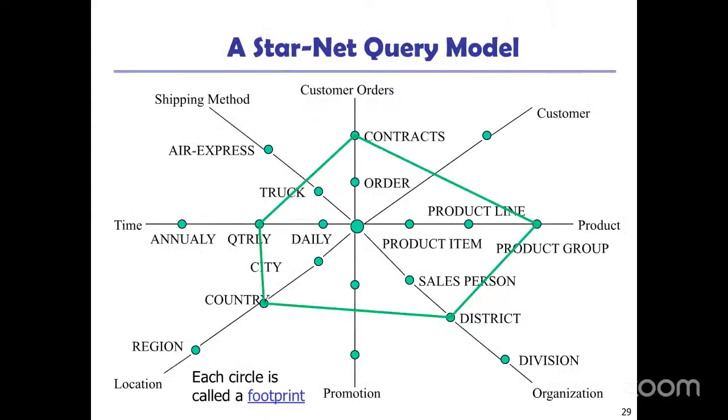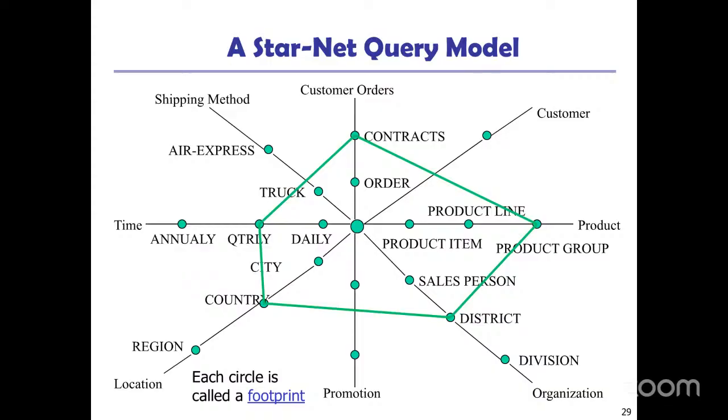And this is the starnet query model, just like a star. Here we can easily understand how the attributes are interconnected. For example, shipping method is there. Shipping method, customer orders, customer, product, division, and region.